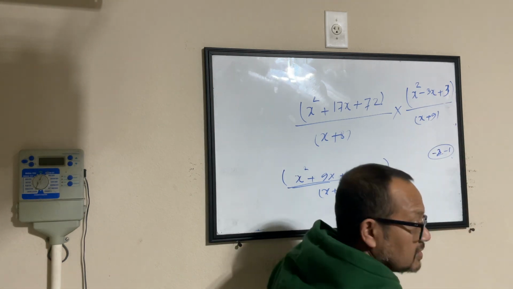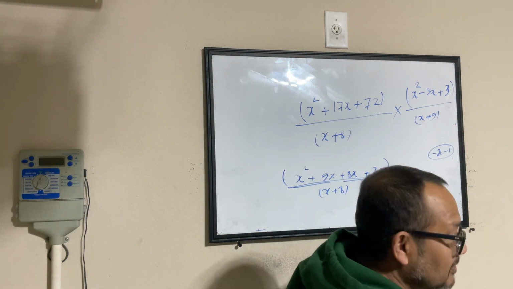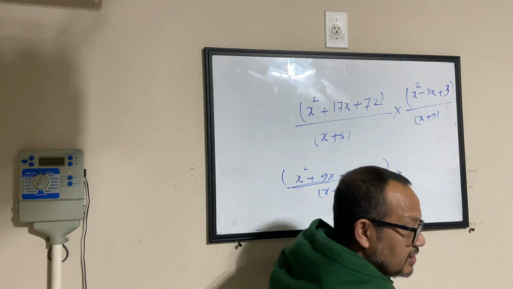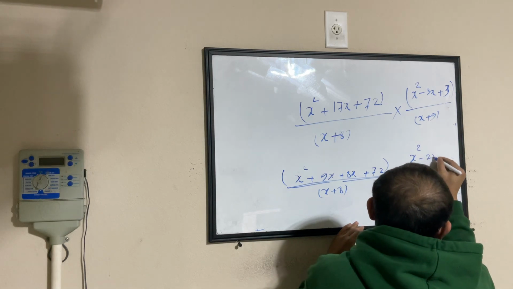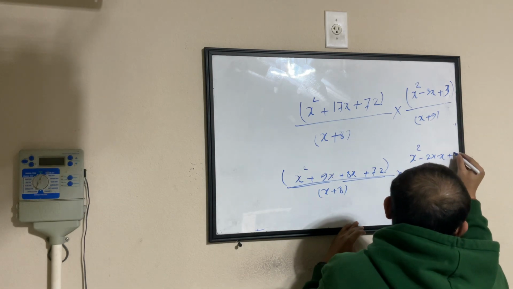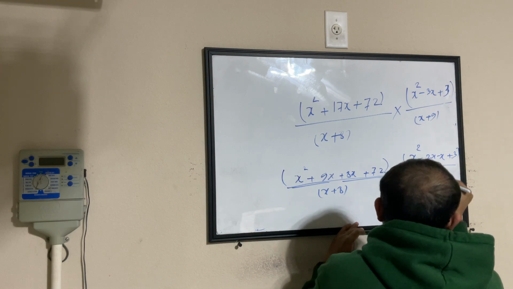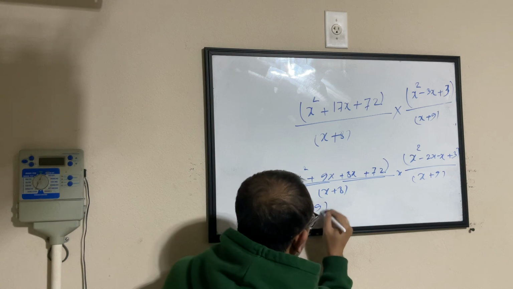Yeah, this will work. Before, maybe I had put 4 here. That was wrong. So it will be x squared minus 2x minus x plus 3 by x plus 9. Here this becomes x plus 9 into x plus x.